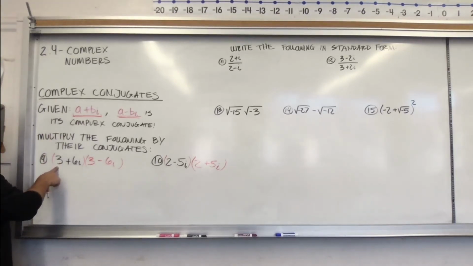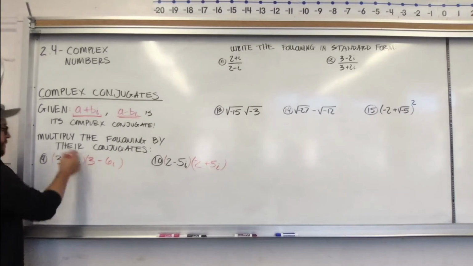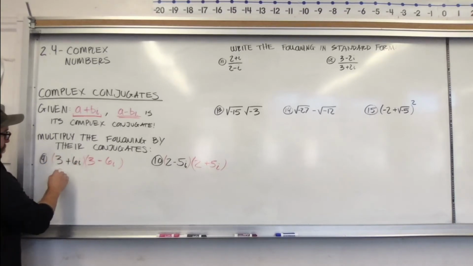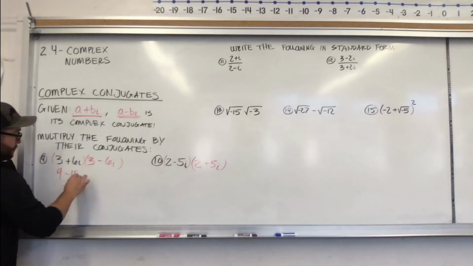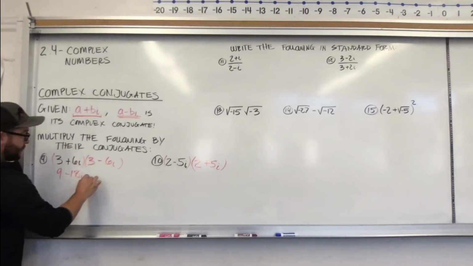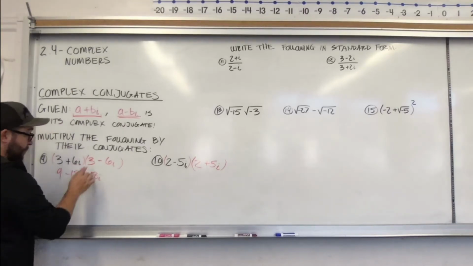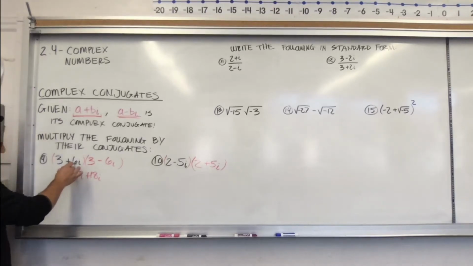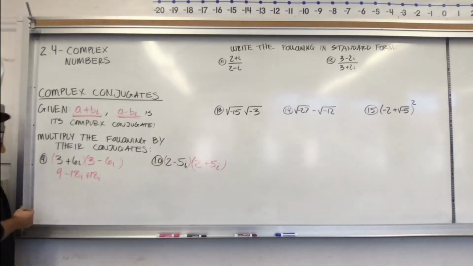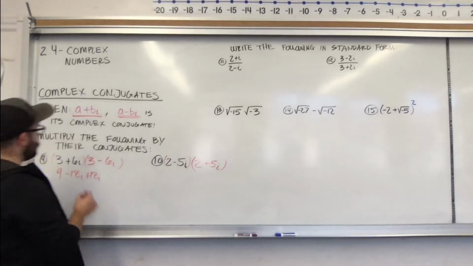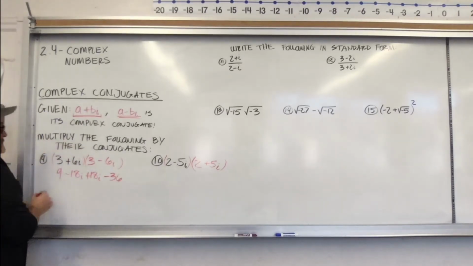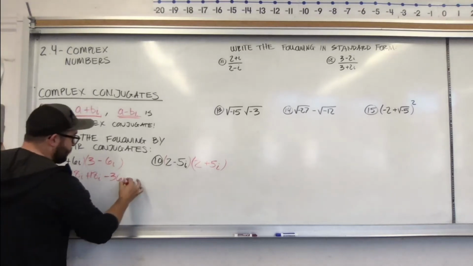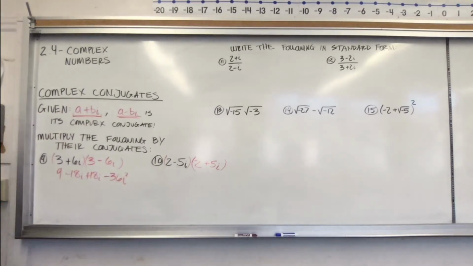So doing number 9, remember multiplying is just like foiling. 3 times 3, we get 9. We're going to get negative 18i, positive 18i. We'll get some canceling right there. And then we have to deal with this i squared business again. So 6 times negative 6 is negative 36, and then it's going to be an i squared.